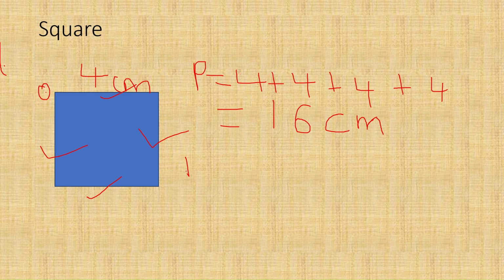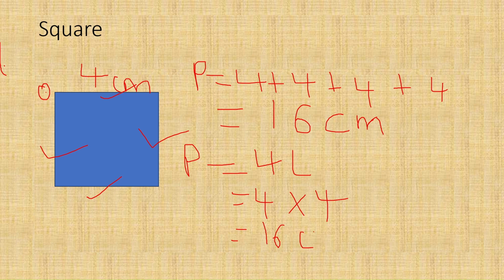Or some people might take the easy way and just remember the formula, which will be 4 times the length of the side of the square. As we know, the four sides of the square are the same, so we will just do 4 times 4, which will also give us 16 centimeters.